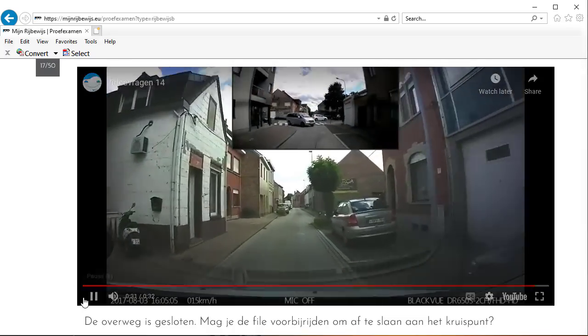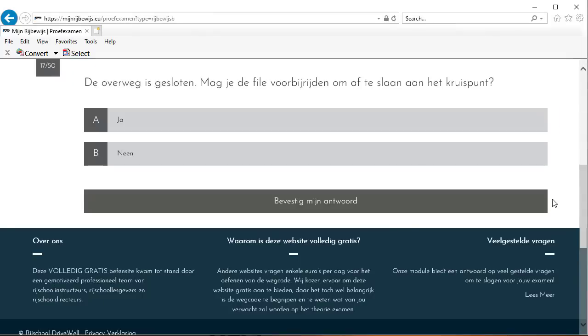The options are yes and no. For me, I did not see any reason why I cannot overtake there. There were also broken lines, not solid lines, so I would go with yes.